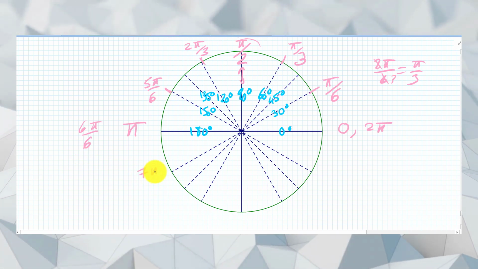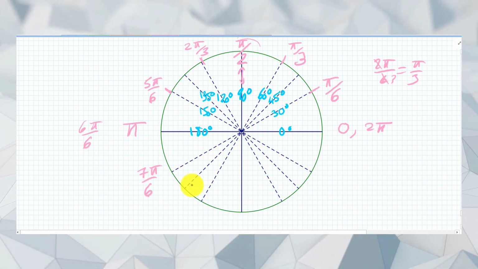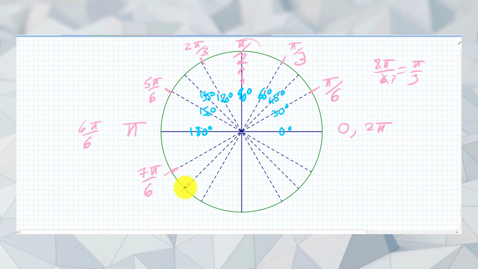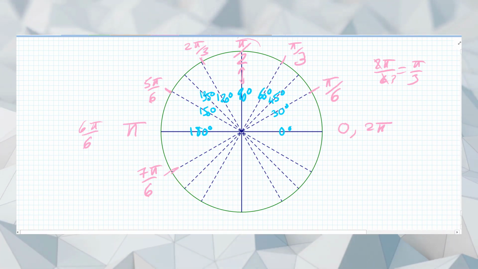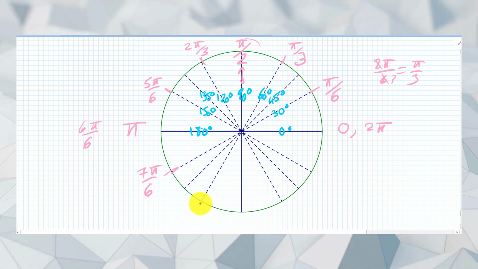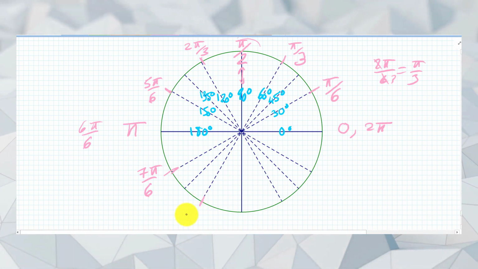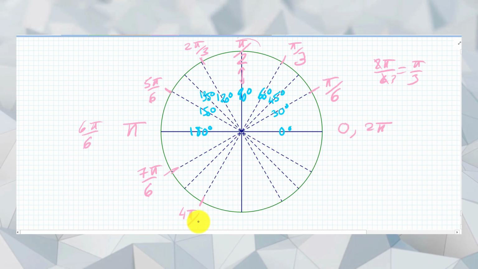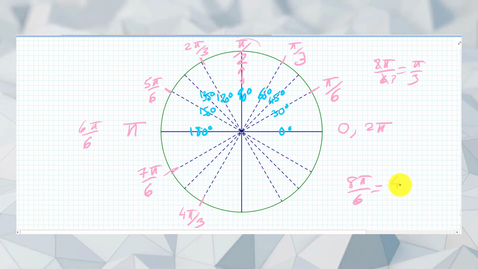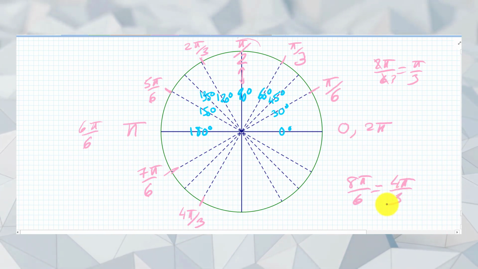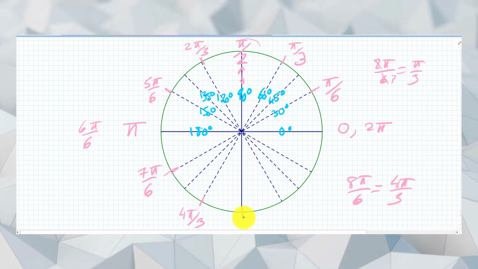7 pi over 6, I cannot simplify it. This one right here is not a pi over 6, right? It's a 45. It's a quarter of a straight angle. This is 8 pi over 6, that's 4 pi over 3, right? 8 pi divided by 6. If you divide by 2 both sides, that's 4 pi over 3. 8 pi over 6. 9 pi over 6.